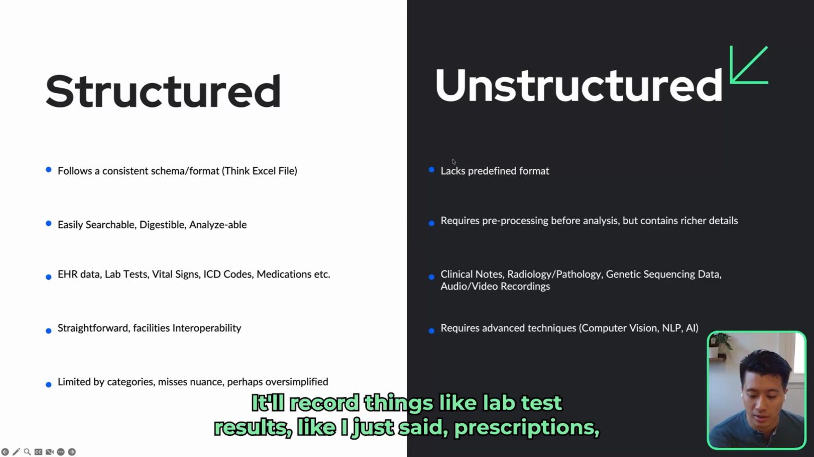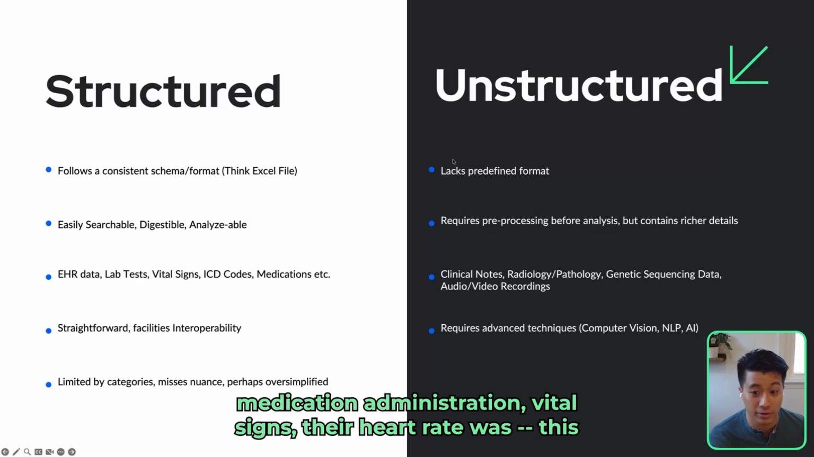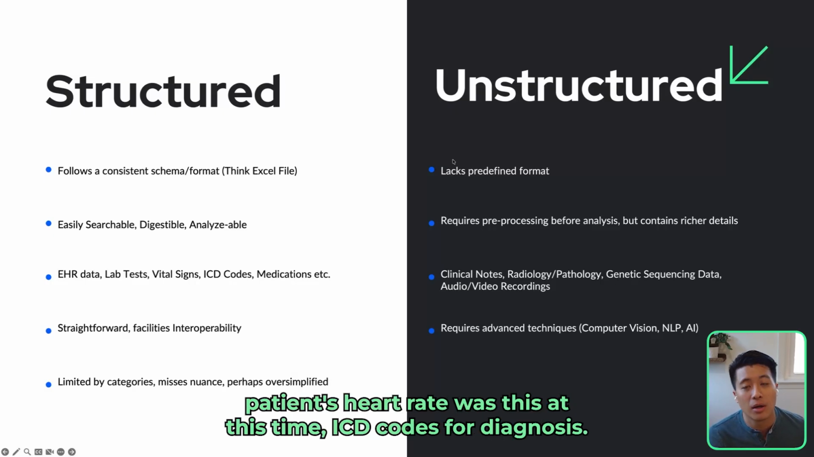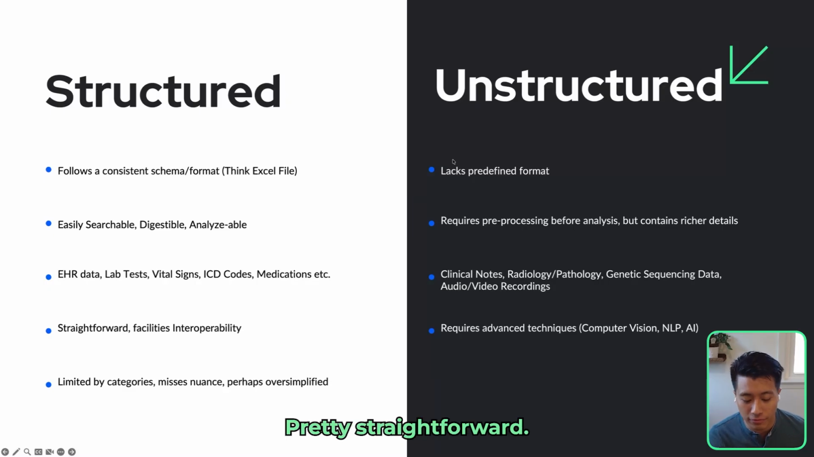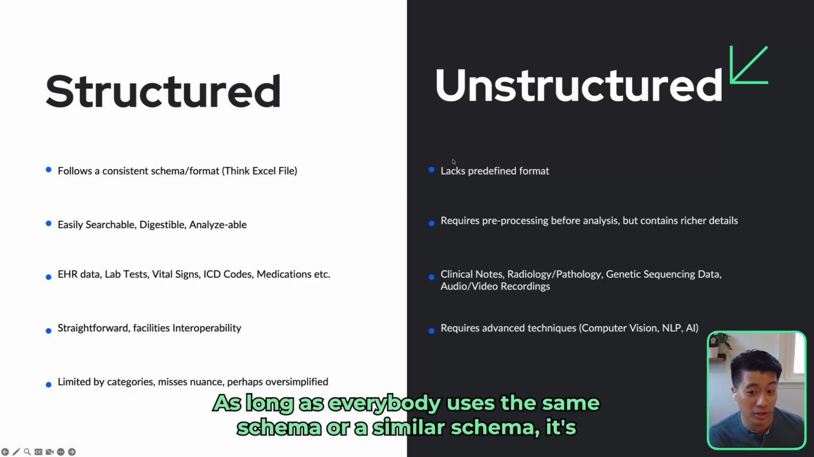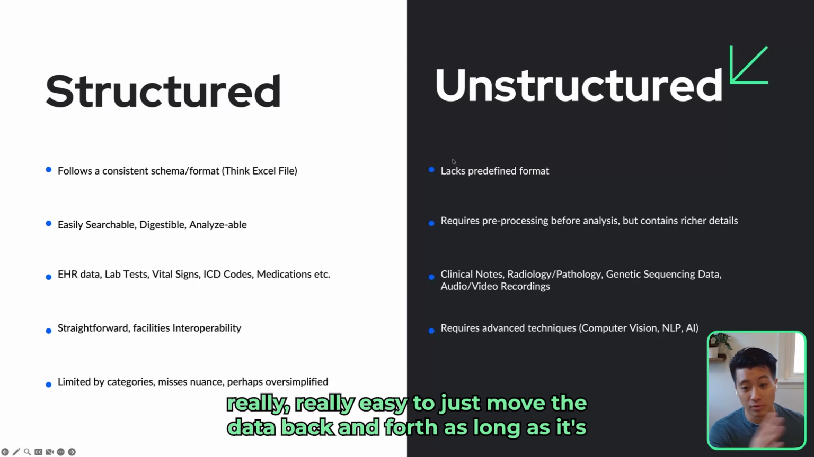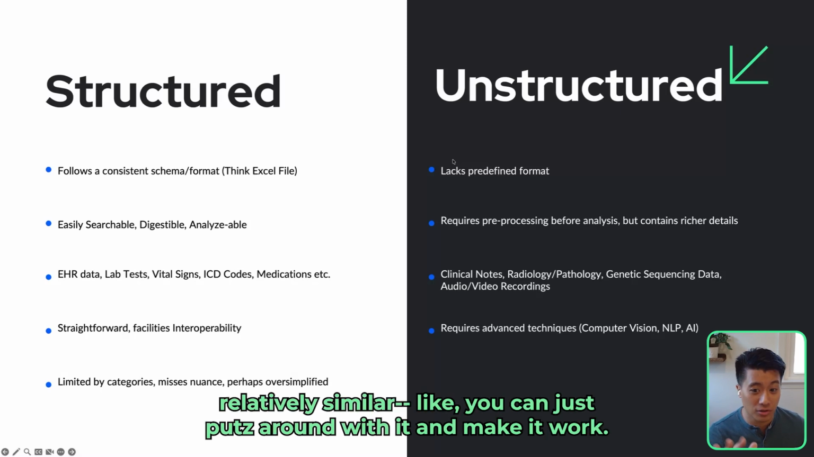It'll record things like lab test results, prescriptions, medication administration, vital signs. This patient's heart rate was this at this time. ICD codes for diagnosis, like at this point during this encounter, we diagnosed them with heart failure, with hypertension, what have you. Pretty straightforward. As long as everybody uses the same schema or a similar schema, it's really easy to move the data back and forth. As long as it's relatively similar, you can just putz around with it and make it work.